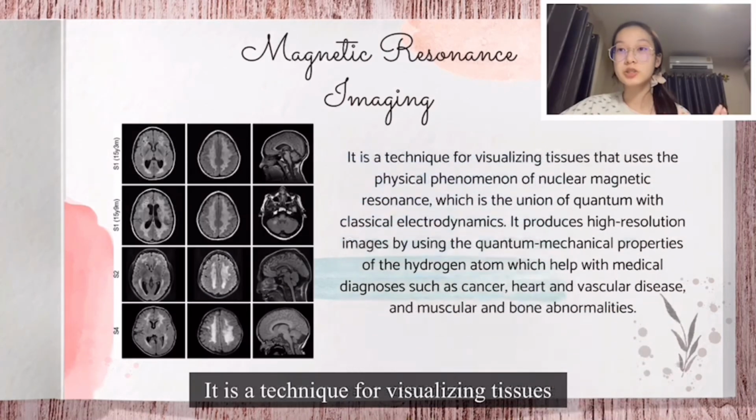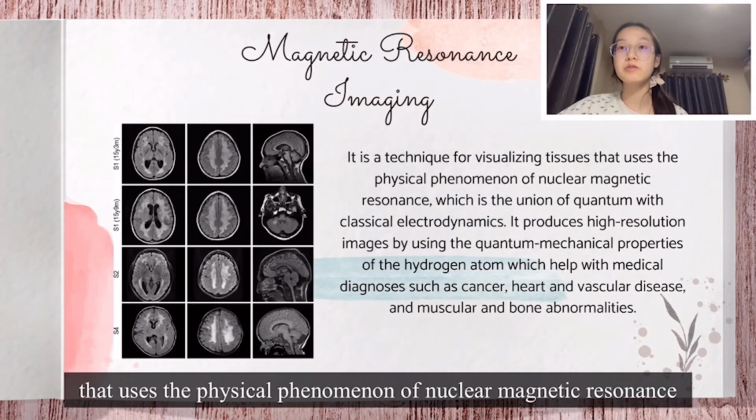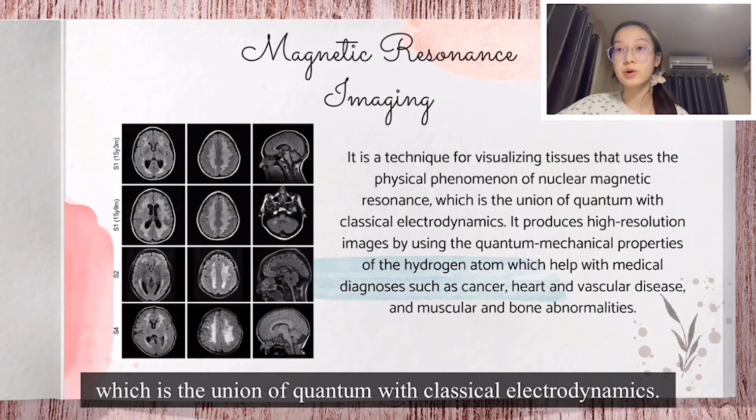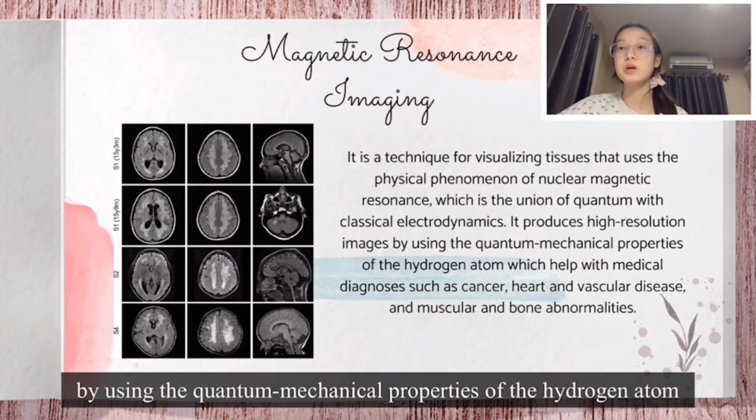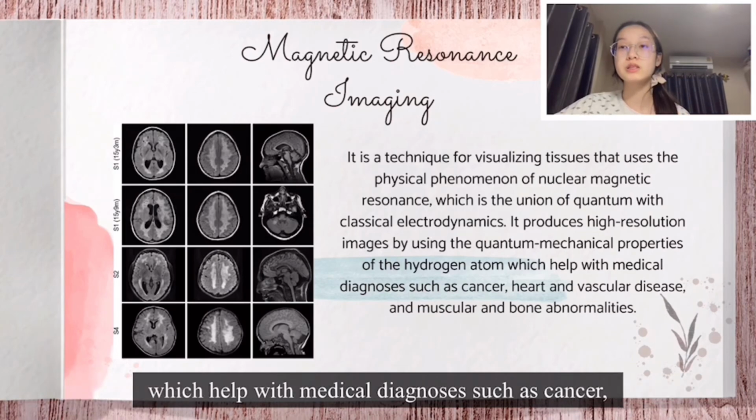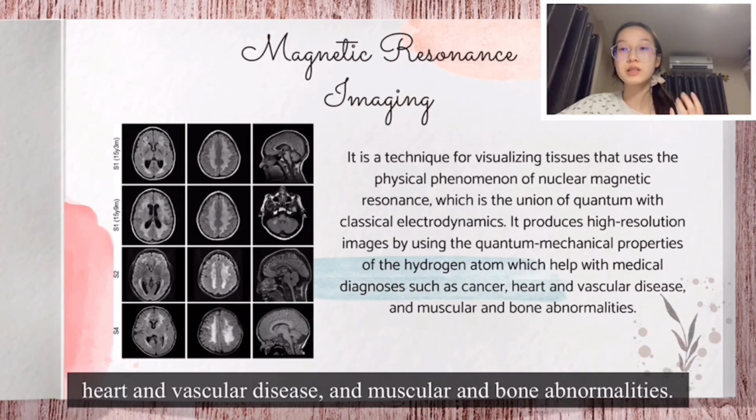It is a technology for visualizing tissue that uses the physical phenomenon of nuclear magnetic resonance, which is the reunion of quantum mechanics with classical electrodynamics. It produces high-resolution images by using the quantum mechanical property of the hydrogen atom, which helps with medical diagnoses such as cancer, heart and vascular disease, and muscular and bone abnormalities.